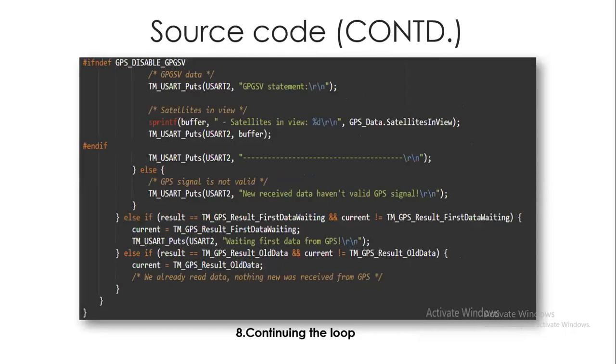After that, the GPGSV statement is shown and the satellites in view are shown. After that, the buffer holds this output. Then a new line is given by dashed lines. Then the GPS waits for new data, and if no new data is received, it shows the old data again and again. Now moving on to the demonstration part.